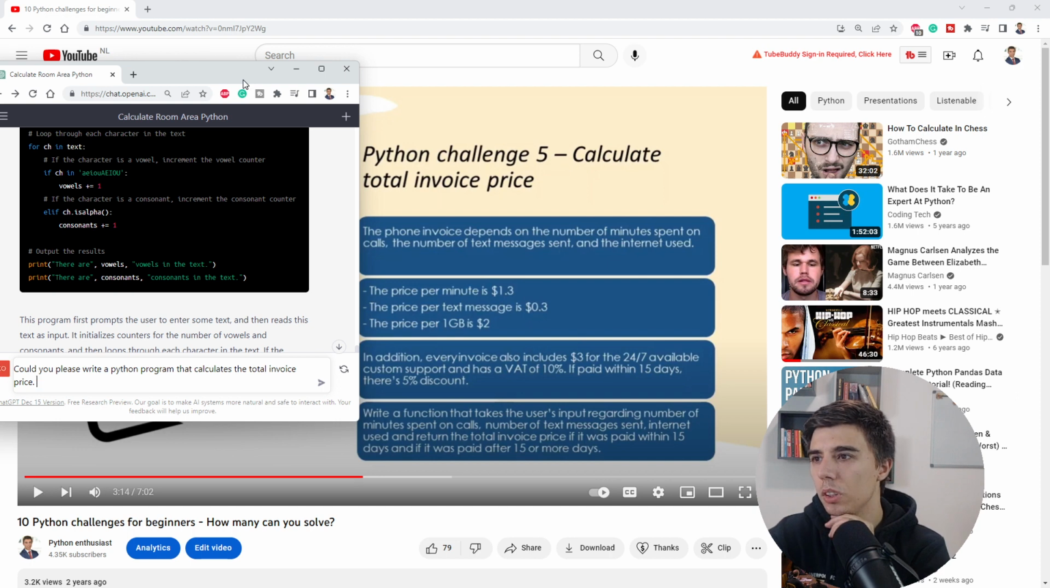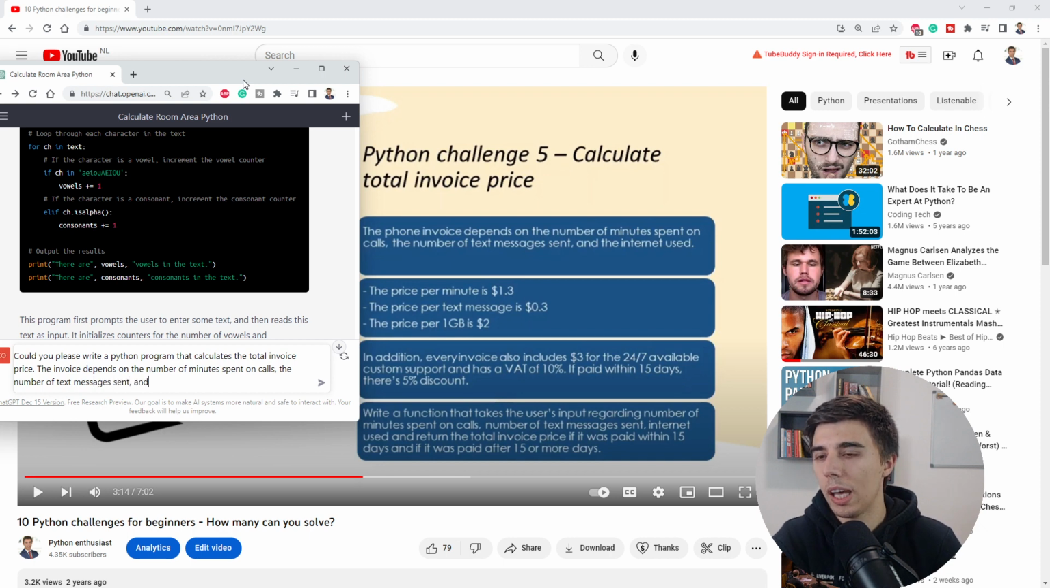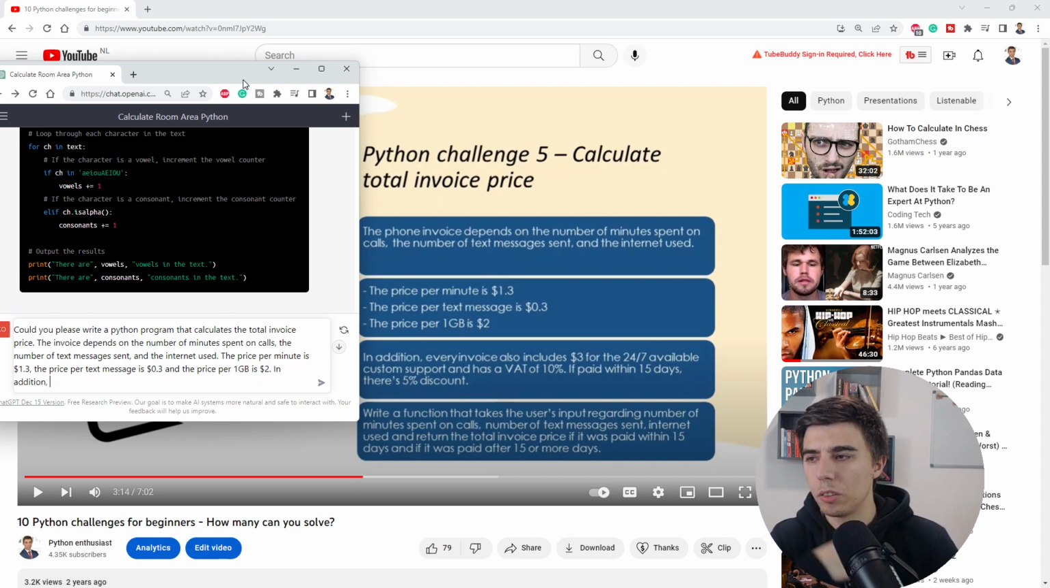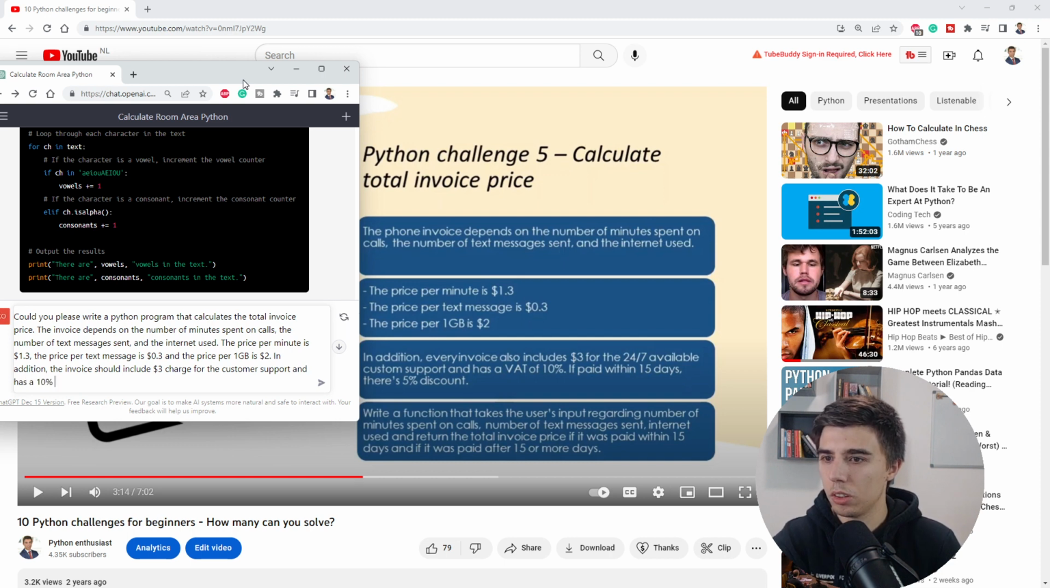The invoice depends on the number of minutes spent on calls, the number of text messages sent, and the internet used. The price per minute is $3, the price per text message is 0.3, and the price per 1 gigabyte is $2. In addition, this is making it a bit more complex, but all right. Every invoice should include a 3% charge for customer support and has a 10% VAT.